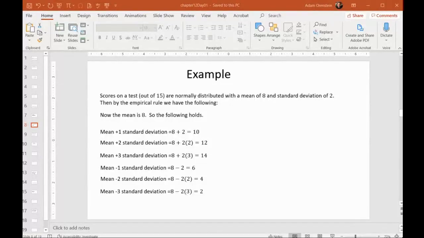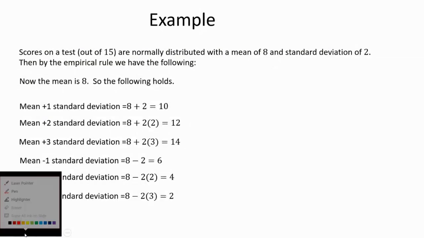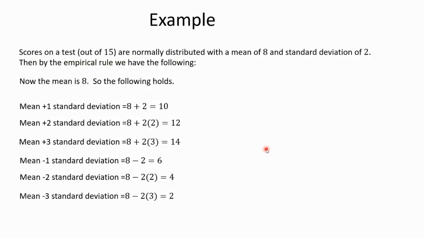Let's just say that the scores were normally distributed. The mean was 8 and the standard deviation was 2. So in other words, the scores were normally distributed. The variable here would be exam scores. They're normally distributed with a mean of 8 and standard deviation 2.